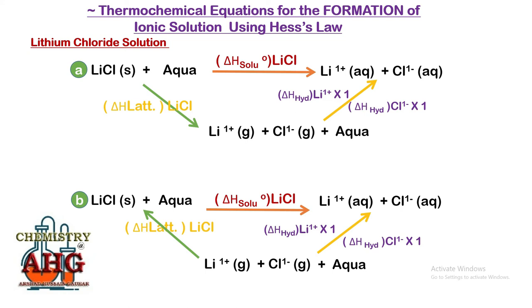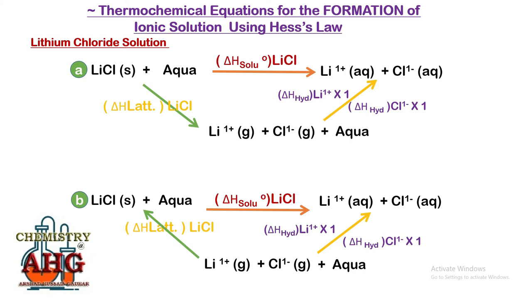Either you can write a positive enthalpy change if it is bond breaking, and a negative enthalpy change if it is bond formation. So this is the difference in these two styles whenever you want to write thermochemical equations for the formation of an ionic solution. Both these styles are equally acceptable. You can adopt any one of these two styles, no problem.